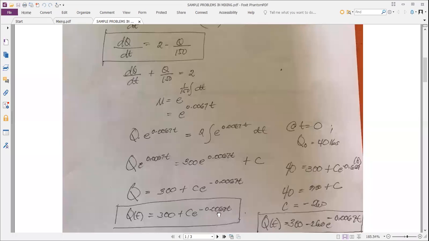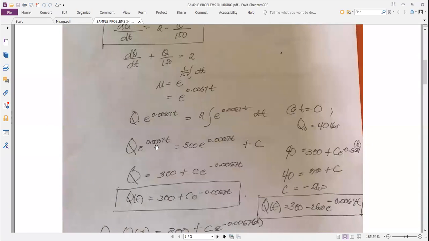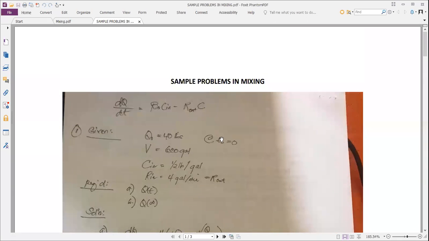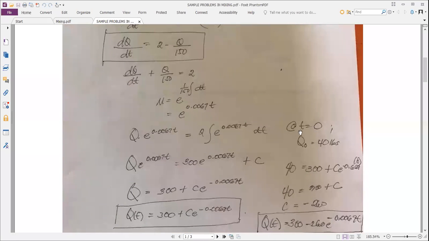Okay? Your q of t is equal to 300 plus c e raised to negative 0.0067t. However, this one is so generic. I say so generic because the C is not known. So whenever you are asked to determine a formula, if possible, if the problem provides you with a condition to determine the constant, determine the constant. And we can do that in this case because we know that at time equal to 0, the amount of salt inside the tank is 40 pounds.